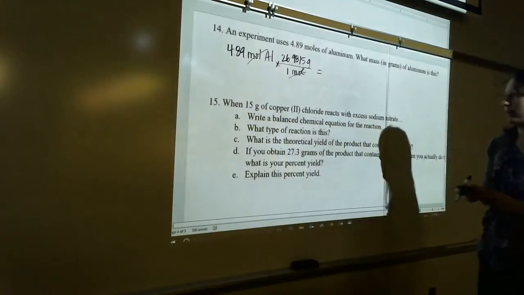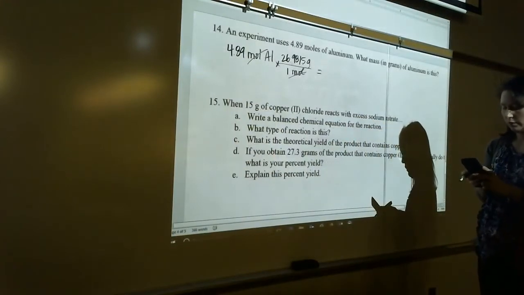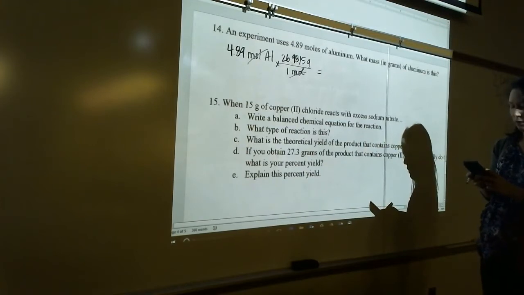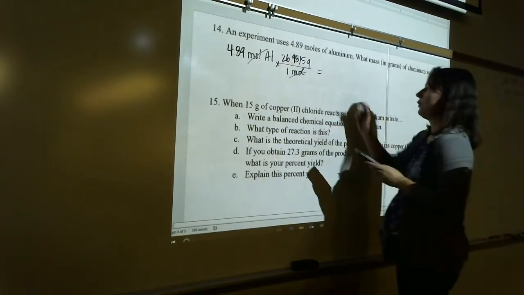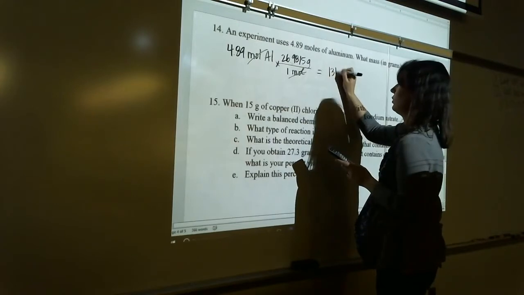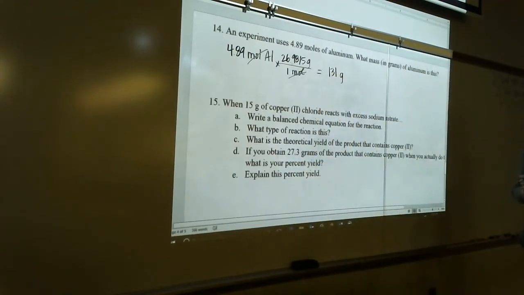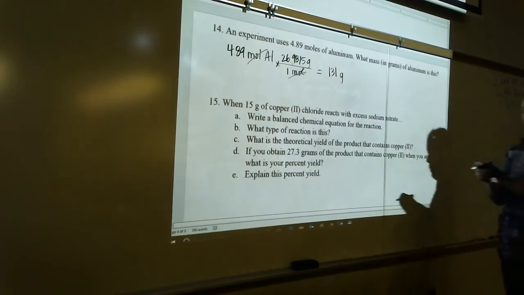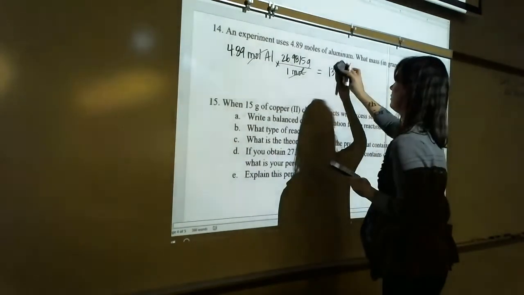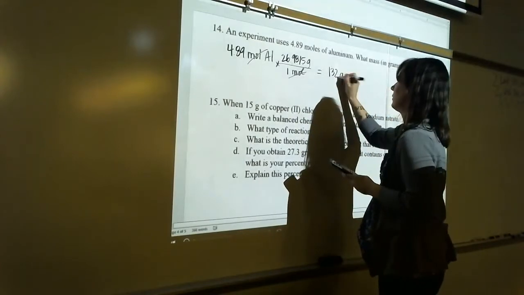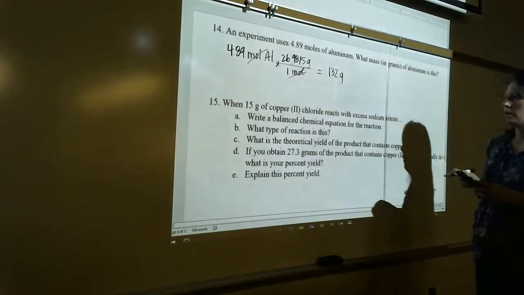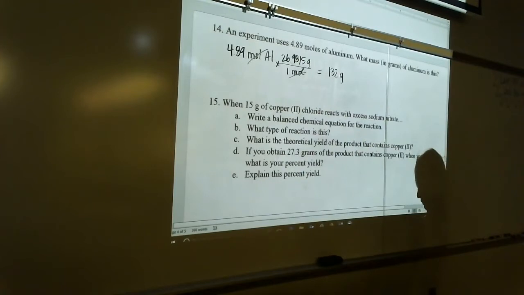How many sig figs am I keeping? 3 sig figs. I got 131 grams. Did you? Oh yes, it is 131.9. That'd be 132. Questions on 14.